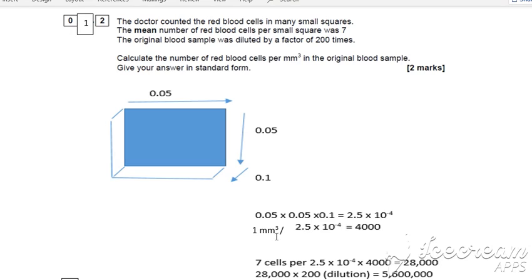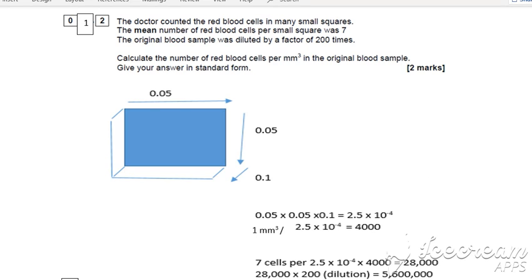So now we are trying to work out in terms of 1 millimetre cubed. So we do 1 millimetre divided by the volume that we have just worked out of 2.5 times 10 to the minus 4, which gives us 4,000.